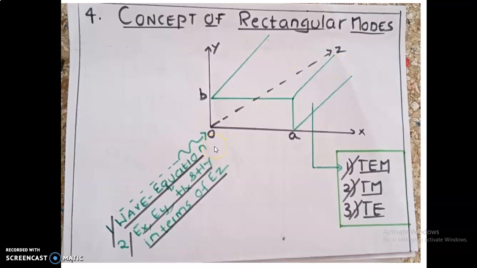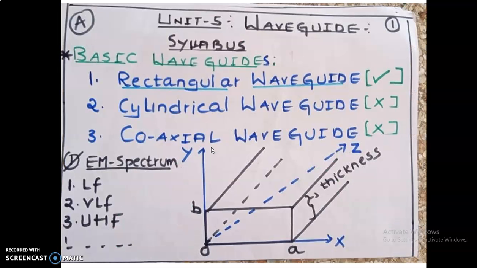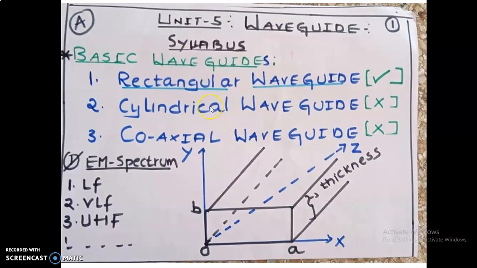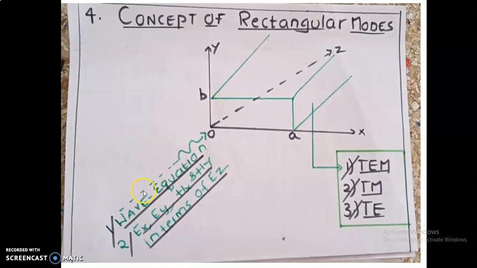I hope if you're not understanding, please try to repeat that video. So this is the basic one. Now if you go, syllabus 1 is wave equation and Ex, Ey. That is the reason why I'm saying that you better find these two clearly. Then you talk about TEM, TM and TE. I hope you have understood.